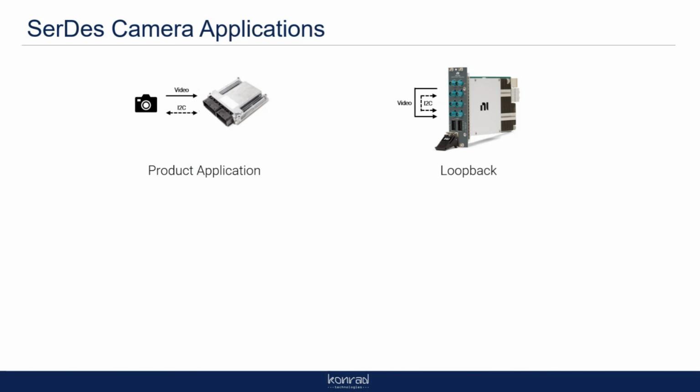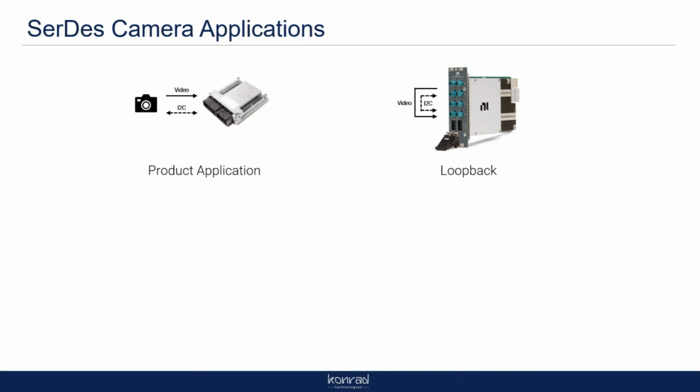NI has a card they released, I think the first one probably a couple years ago now. There was a 1486 and a 1487, and I'm going to go into detail on these two cards in a little bit. They are very expensive cards. I think right now they sell for $17,000 for one card. It is only in PXI right now, but these are SerDes cards, so they are meant to be paired with either the ECU, the camera, or both. And you could use this card, for instance, in loopback mode.